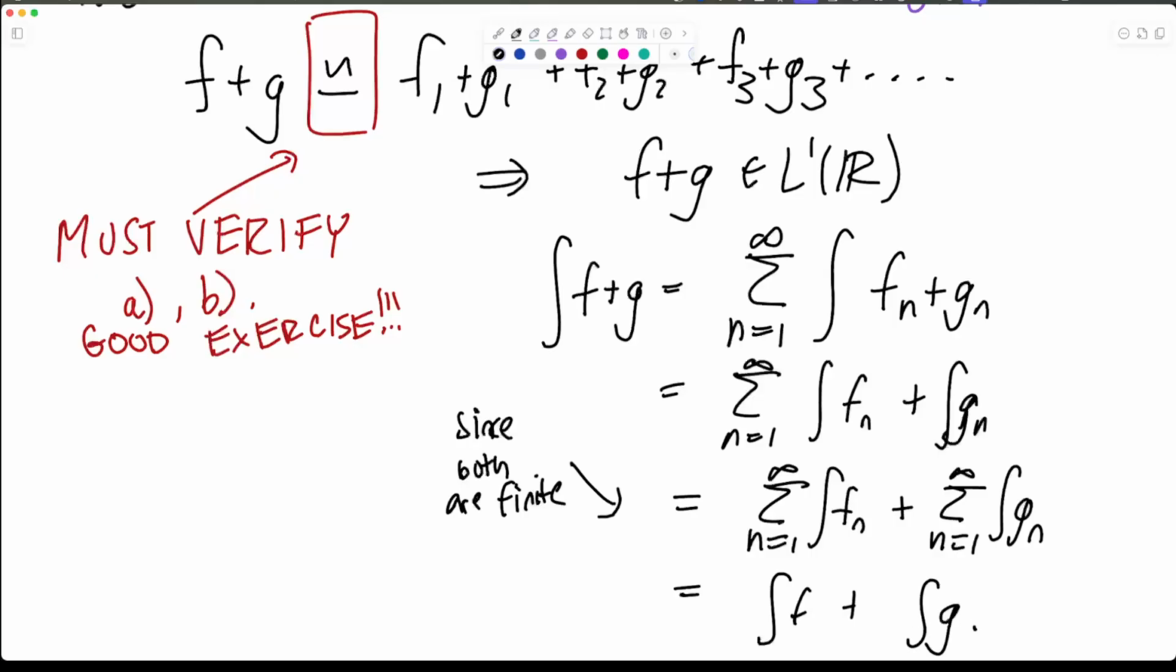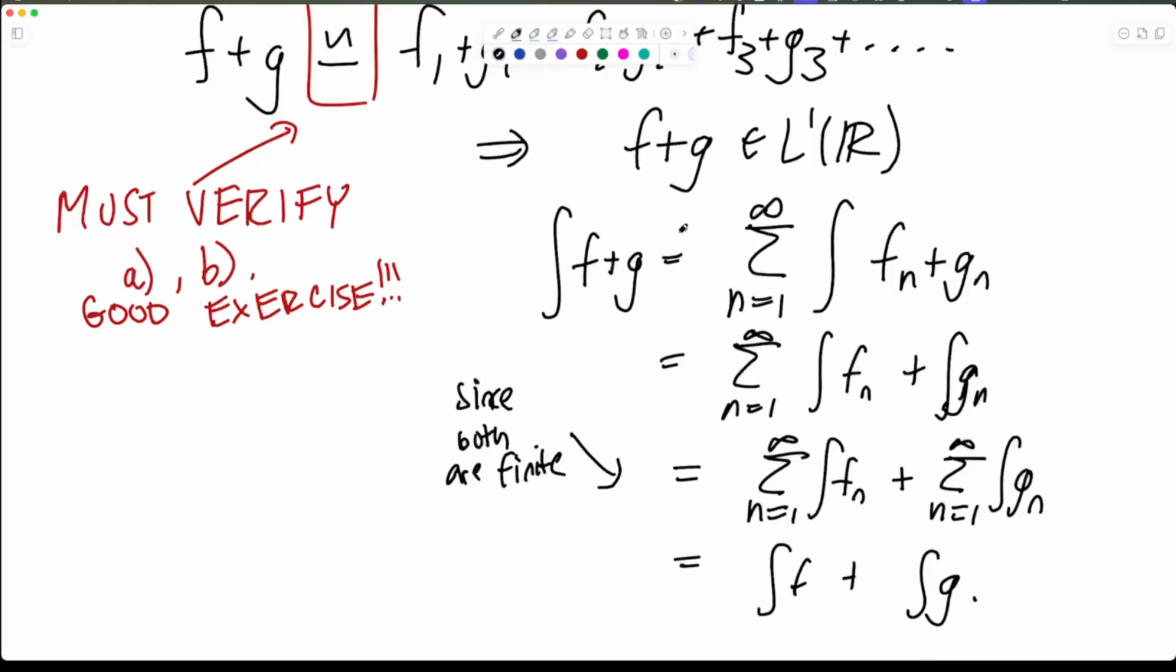Okay, so it all does what you think. If you can approximate f and g individually by step functions, you can approximate f plus g by adding up the step functions from f with the step functions from g, and then everything will work out. Okay, let me leave the other one. The other one is a good exercise as well. Let me leave that as well.